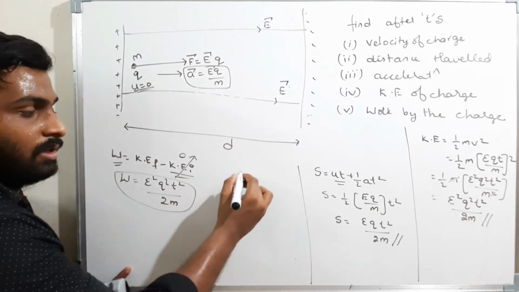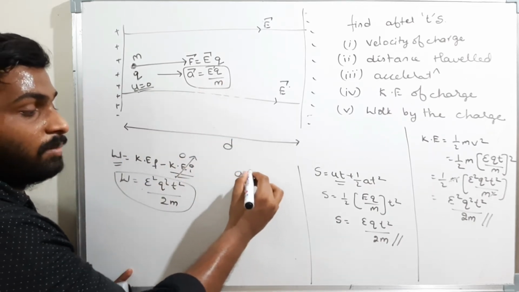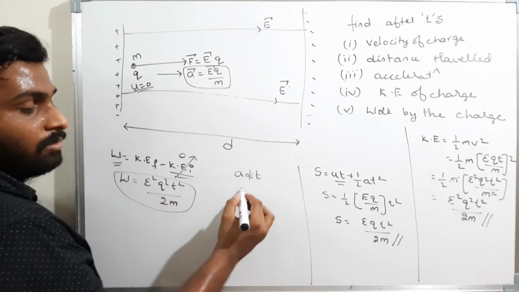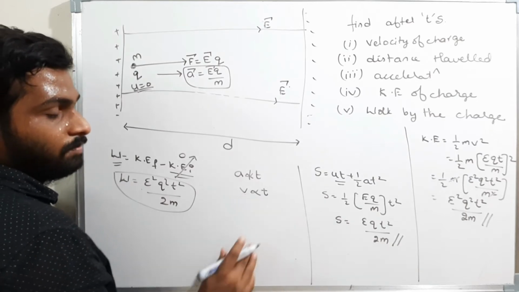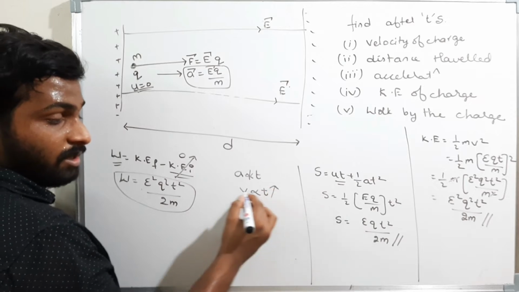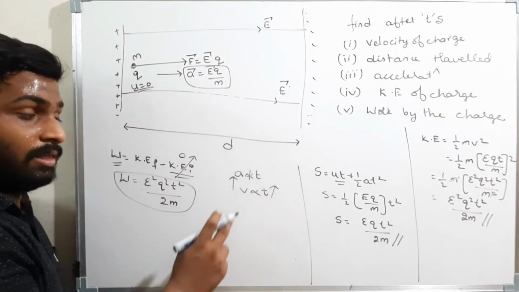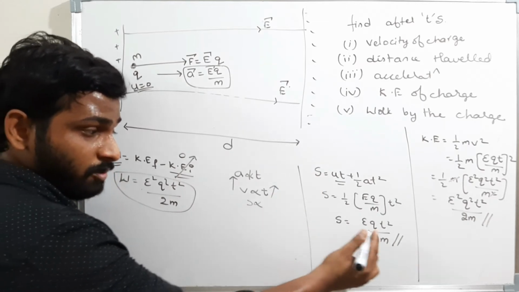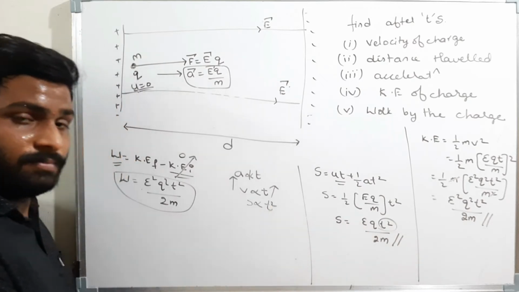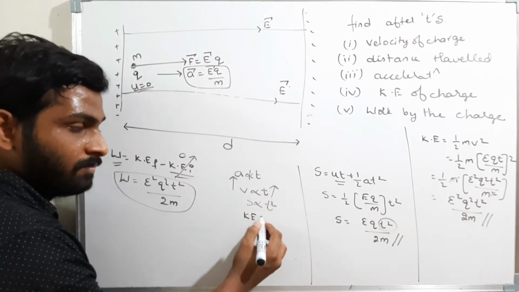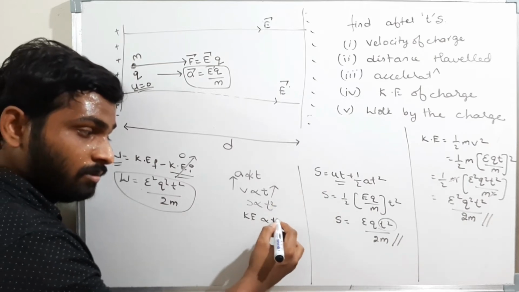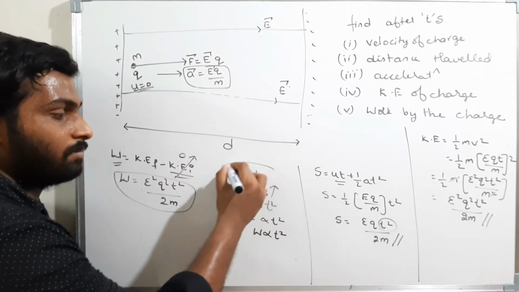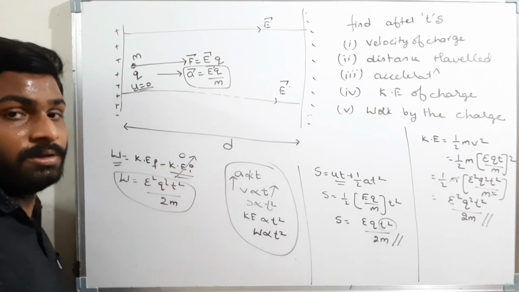Now if you observe carefully, the acceleration is independent of time. That means whatever be the time, the acceleration is uniform, it won't change. Now the velocity is directly proportional to time. That means as the time is increasing, the velocity gradually increases. Now the displacement is directly proportional to t square, the kinetic energy is also directly proportional to t square, and the work done also is directly proportional to t square. These proportionalities are very important. They will ask in the exams.